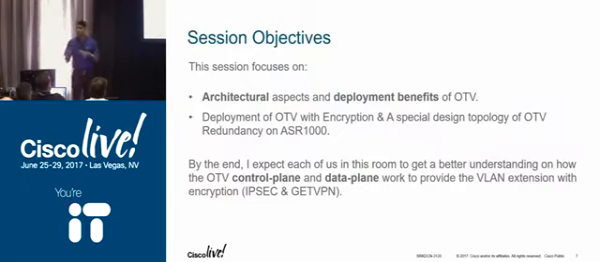The session will mostly focus on the architectural aspects of OTV and some of the deployment scenarios with encryption, the modes of encryption that we can use on top of OTV. We'll touch upon a bit at the end on a special design topology that you can implement to make your OTV setup redundant. By the end of this session, I hope everyone in this room gets a better understanding of the control plane and data plane of OTV and how they work together towards extending your VLANs and adding encryption on top of it.